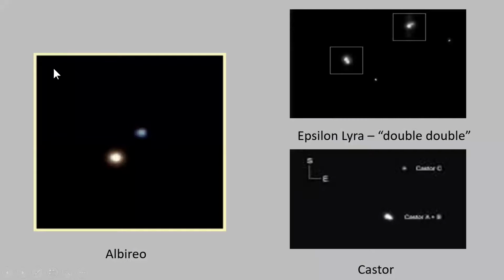So this is Albireo, and you can see the brighter one is kind of yellowish and its companion is blue. Over here, this is Castor, which is the alpha star in Gemini. And these two right here are almost the same brightness and they're both white. And then we have what's called the double-double in Epsilon Lyrae, where you have two what look like single stars, but when you magnify them, each one of them is also a close double. So it's a quadruple star system. So as I say, you never know what you're going to get with double stars. And even a small telescope will show you a lot of different stars.